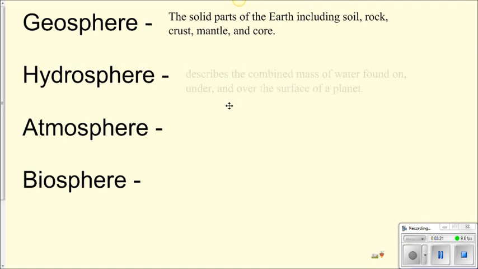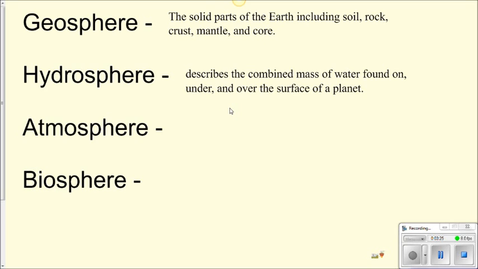The hydrosphere is all the water on the planet, and like I said, we can find water all over, under and over the surface, in lakes, oceans, streams, in the atmosphere as water vapor, frozen in glaciers and ice caps, and down deep underground in groundwater reservoirs. Water is essential to Earth, and a large part of it.